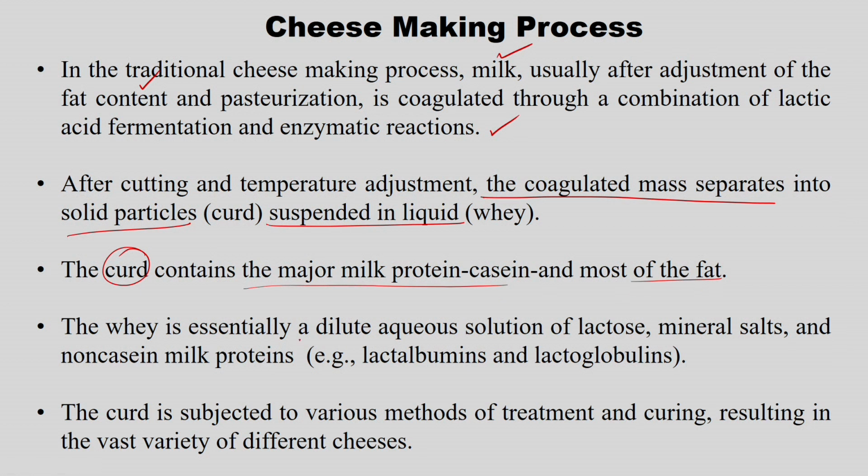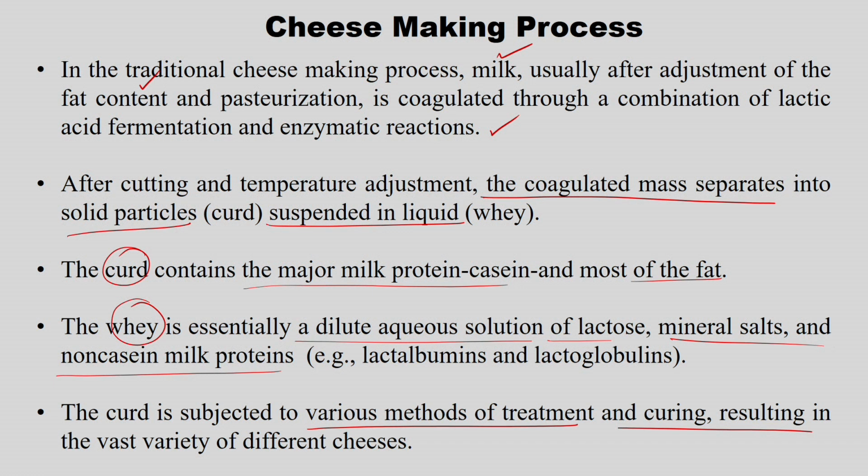The whey is essentially a dilute aqueous solution of lactose, mineral salts and non-casein milk proteins, that is nothing but lactalbumins and lactoglobulins. So, these are the milk proteins in the whey, and the curd is subjected to various methods of treatment and cutting, resulting in a vast variety of different cheeses. The whey, whatever is left out, is mostly used for further processing, or most of the time it also goes as waste. That is where, as I told, the treatment process would be a little bit expensive because it has a high biological oxygen demand. Okay, so, this is the traditional cheese making.